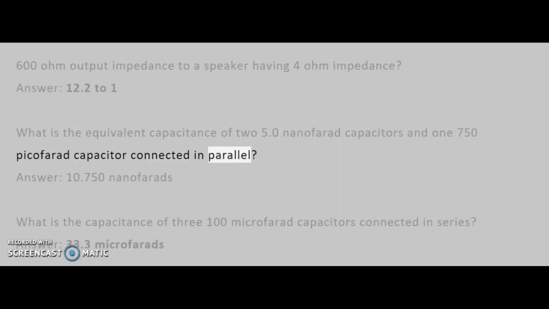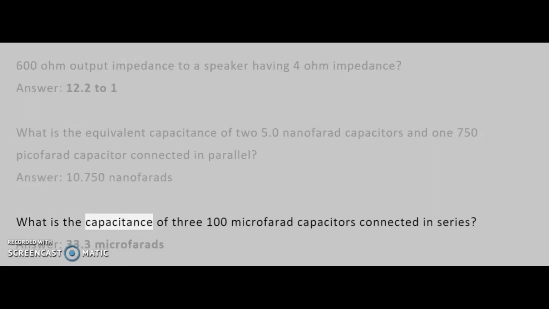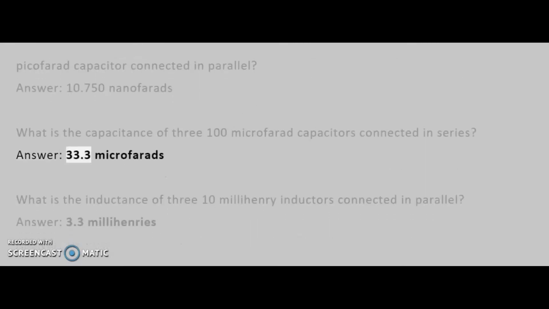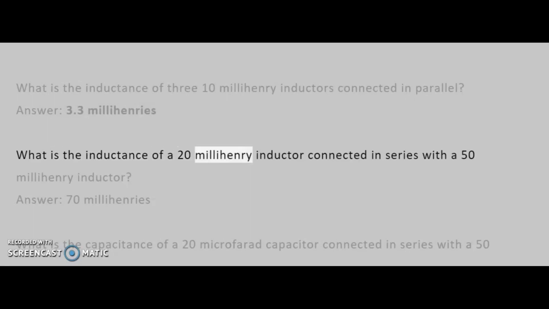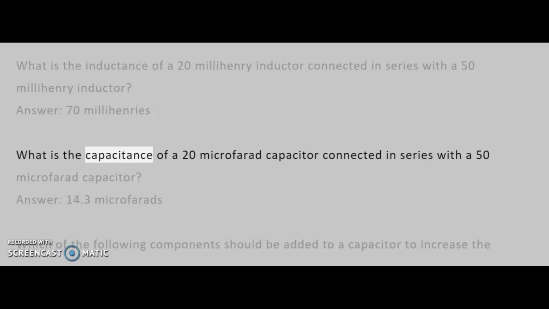Answer: 10.750 nanofarads. What is the capacitance of three 100 microfarad capacitors connected in series? Answer: 33.3 microfarads. What is the inductance of three 10 millihenry inductors connected in parallel? Answer: 3.3 millihenries. What is the inductance of a 20 millihenry inductor connected in series with a 50 millihenry inductor? Answer: 70 millihenries. What is the capacitance of a 20 microfarad capacitor connected in series with a 50 microfarad capacitor?